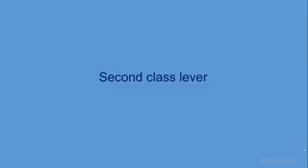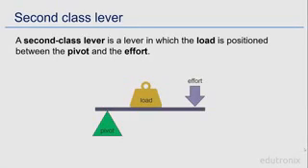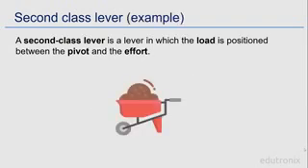Let's now take a look at the second-class lever. A second-class lever, unlike the first-class lever, has its load coming between the pivot and the effort. In other words, for a second-class lever, the pivot and the effort are on either end of the solid beam. This is a wheelbarrow, which is a typical example of a second-class lever in action. It has the load in the middle, while the pivot and the effort are on either side of the load.